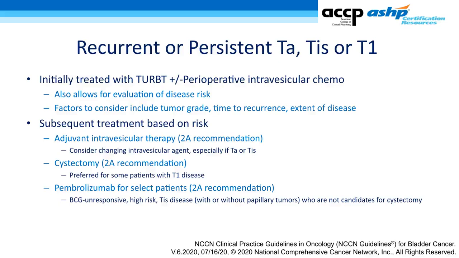And that could be a change of intravesicular treatment. So changing from, say, a BCG-based induction strategy to gemcitabine. Potentially cystectomy, so surgical removal of the bladder, could be an option, as well as pembrolizumab based on some emerging data for those who are BCG unresponsive, that have high-risk Tis disease that could or could not include papillary tumors, and who are not candidates for cystectomy.